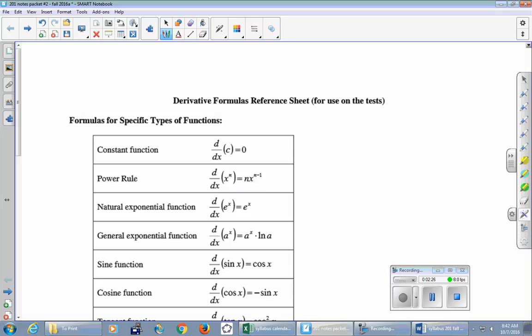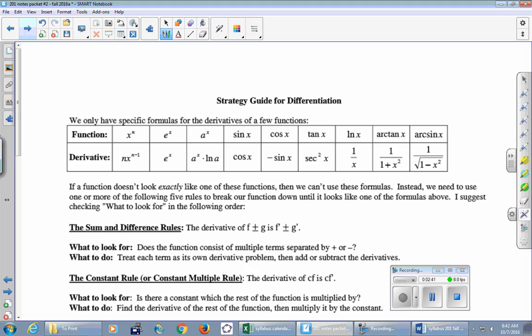All right. Here's the important thing for you on the test. You're going to use this sheet on the upcoming tests, both the second test, the third test, and the final exam. So you'll have this reference. In addition to the one sheet you make, you're going to use my sheet. And on the back of my sheet is a strategy guide for differentiation. We'll talk about that later.